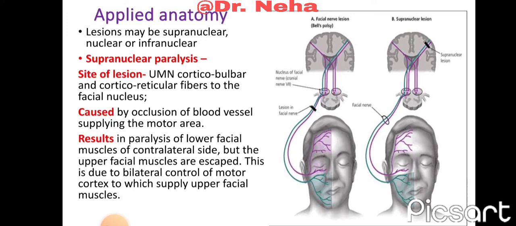It is caused by the occlusion of the blood vessel which is supplying that particular motor area which is controlling the facial muscles. It results in paralysis of lower facial muscles of the contralateral side, but the upper facial muscles are spared. This is due to bilateral control from the motor cortex which supplies the upper facial muscles.